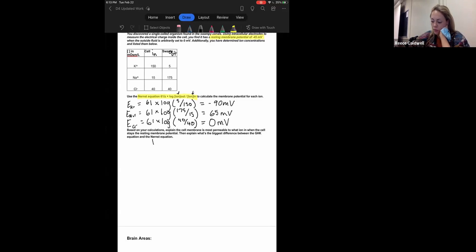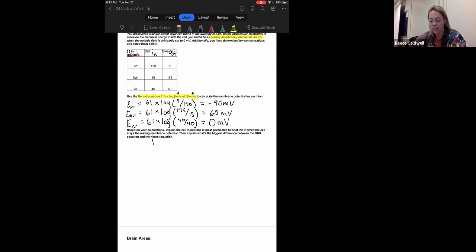Okay, awesome. So it was -90 millivolts for the membrane potential of potassium and 65 millivolts for the membrane potential of sodium. So that's all you have to do to calculate membrane potential using the Nernst equation.